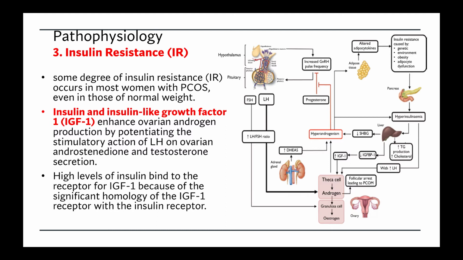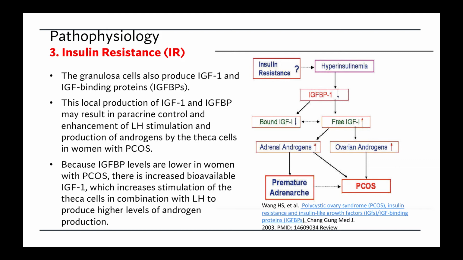Some degree of insulin resistance occurs in most women with PCOS, even those women with normal weight. Insulin and insulin-like growth factor 1 enhance ovarian androgen production by potentiating the stimulatory action of LH on ovarian androstenedione and testosterone secretion. High levels of insulin bind to the receptor for IGF-1 because of the significant homology of the IGF-1 receptor with the insulin receptor. The granulosa cells also produce IGF-1 and IGF binding proteins. This local production may result in paracrine control and enhancement of LH stimulation and production of androgens by the theca cells in women with PCOS.